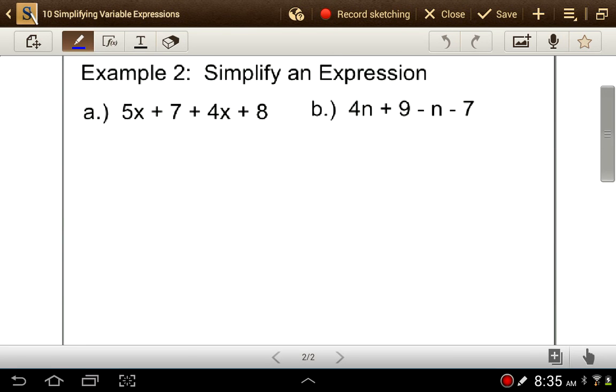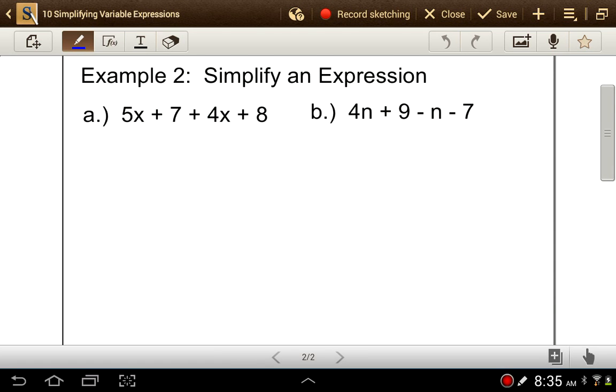Alright, in example 2, we have that same problem up again. Remember those like terms? We had a 5x and a 4x, and then we had a 7 and an 8. So when we simplify an expression, that means we're going to be combining like terms, adding or subtracting those like terms. Well, we had a 5x, and we're adding 4x to it. 5x plus the 4x there. So how many x's do I have? Well, if I have 5 x's and I add 4 more, that gives me 9 x's total. So you can see how the 5x and the 4x makes the 9x.